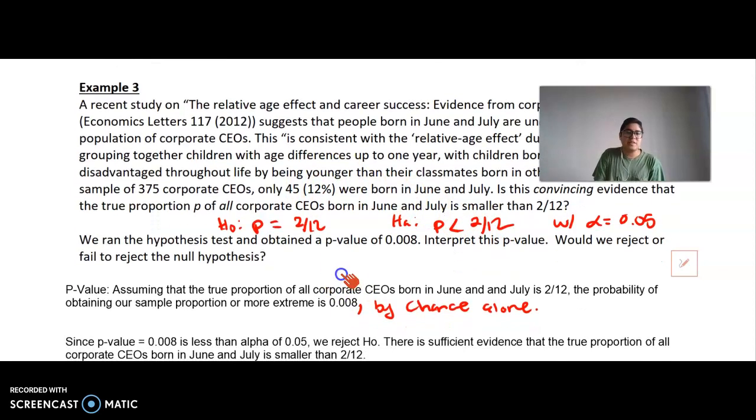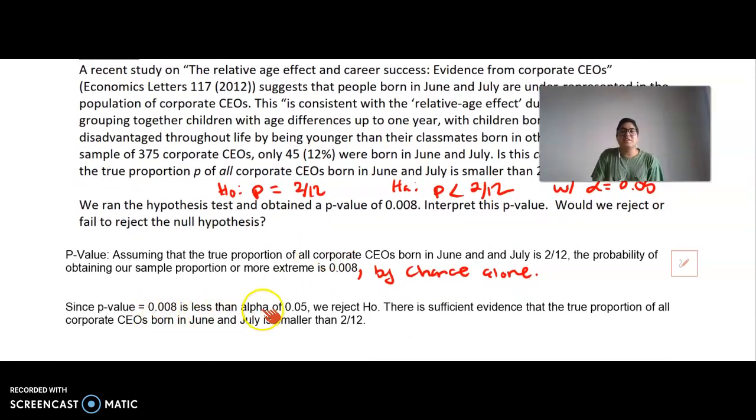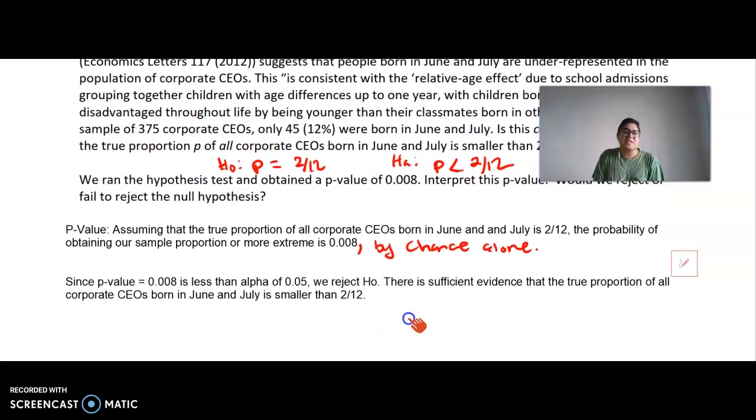about 12%. Now, since our p-value is less than the alpha value, we reject the null hypothesis, and we have sufficient evidence that the true proportion of all corporate CEOs might be smaller than 2/12. Now, this is just based on the one sample that we took. I could take a completely different sample and get completely different results, but in this one setting, I would have enough evidence to believe that I can reject the claim, and it's actually less than 2/12. So that's the template there.